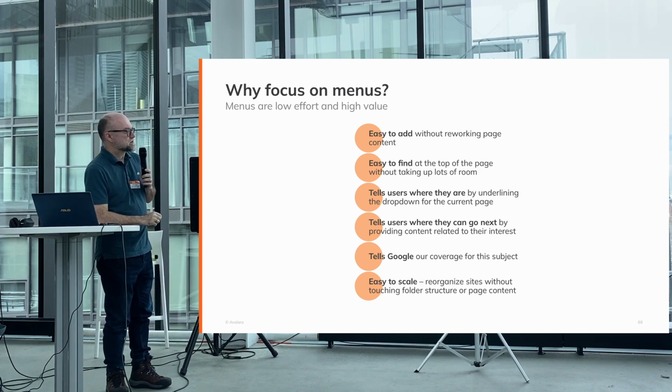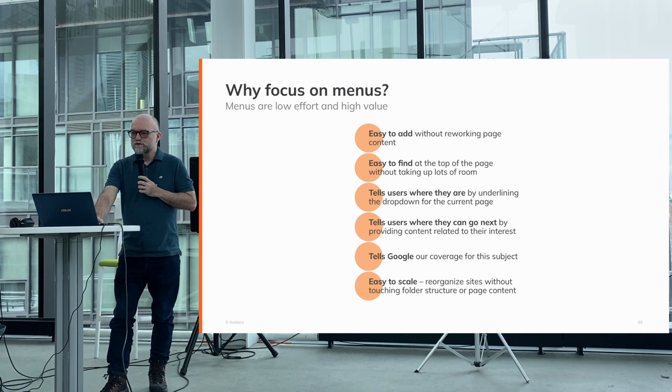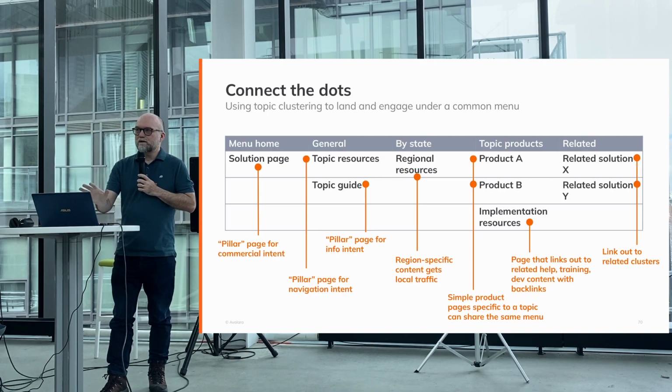So how legible is that? Not terribly. I wanted to just show the principles that I was using to create a topic-oriented menu. So I had the menu home, a solution page, a couple of high-level learn things under general. The one thing I was trying to standardize is a cluster of information to the left.